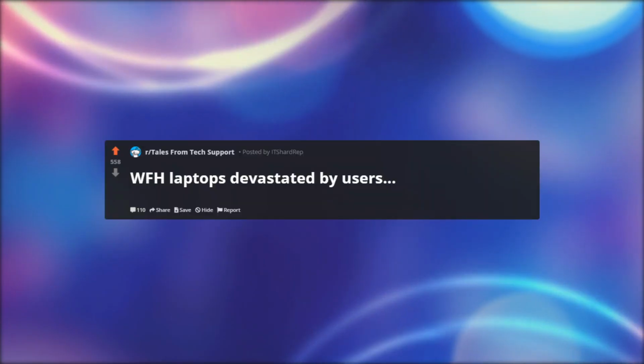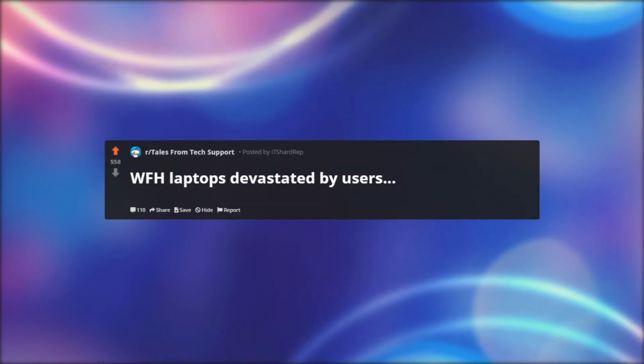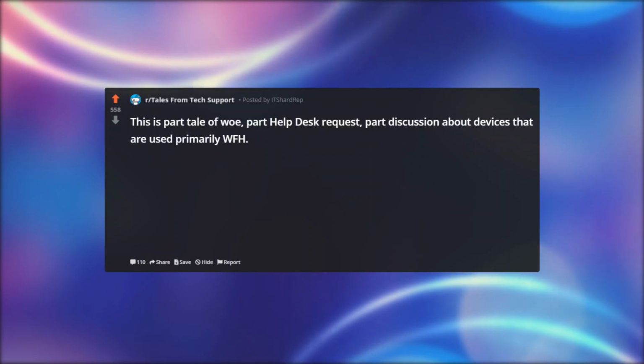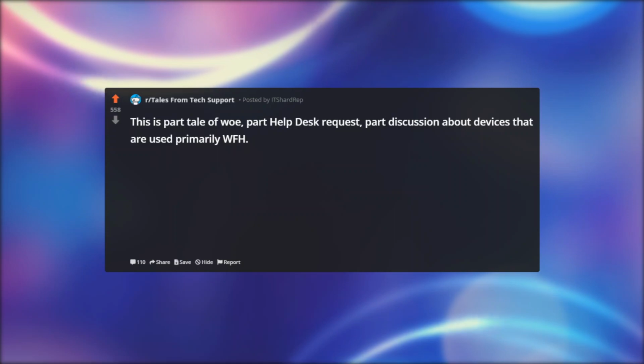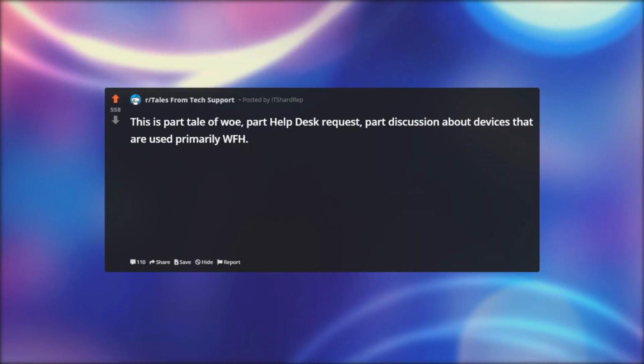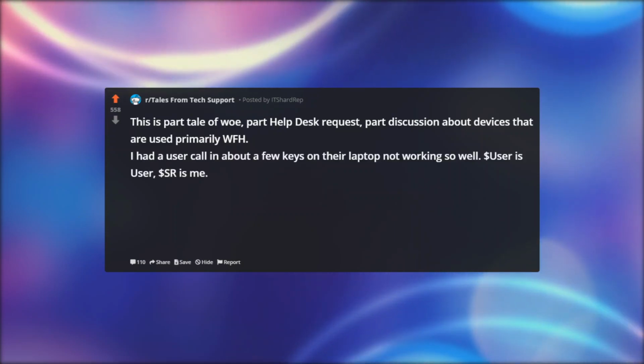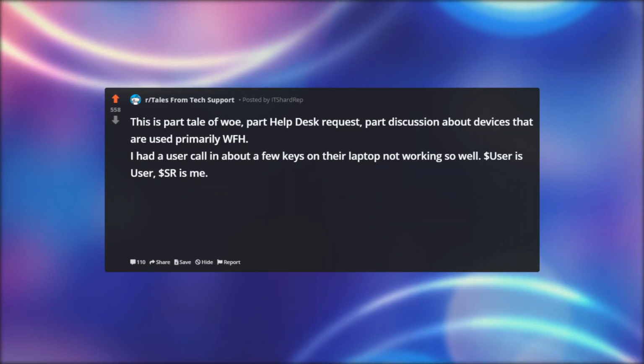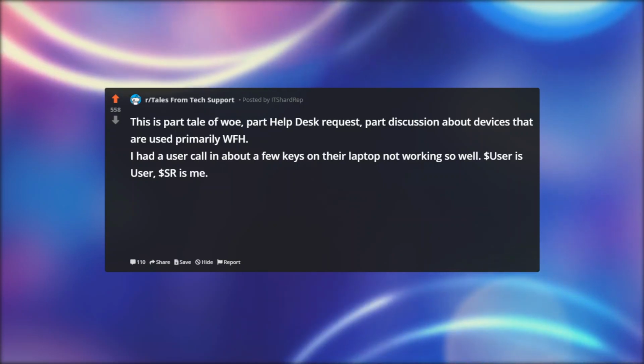WFH laptops devastated by users. This is part tale of woe, part help desk request, part discussion about devices that are used primarily WFH. I had a user call in about a few keys on their laptop not working so well. Dollar user is user, dollar SR is me.